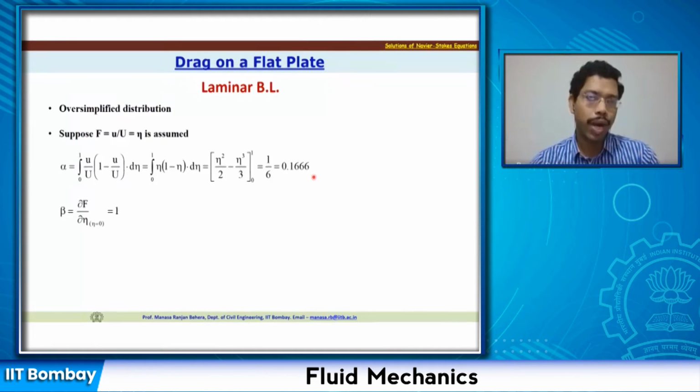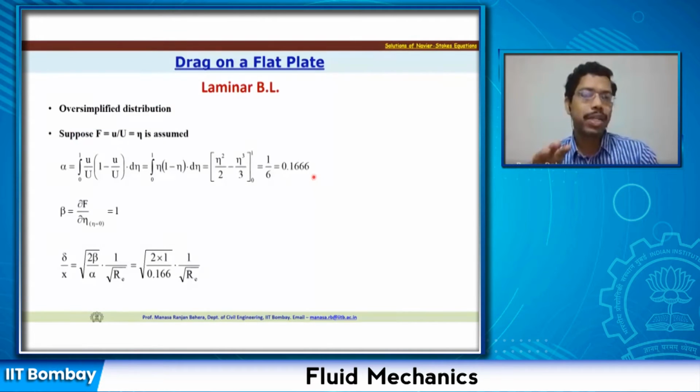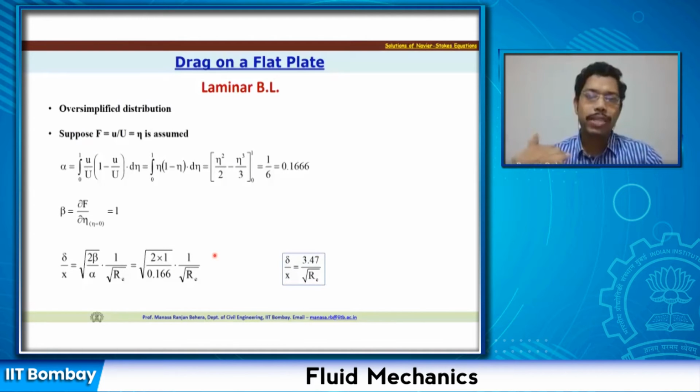So with this we can also write down beta, that is dou f by dou eta at eta equals 1, and taking all this, if we derive, we get an expression for delta by x. That is square root 2 multiplied by 1 divided by 0.166 multiplied by 1 by square root Re, and by simplifying all this we can straight away write down delta by x equals 3.47 divided by square root Rex.